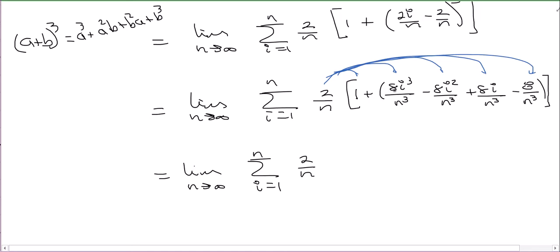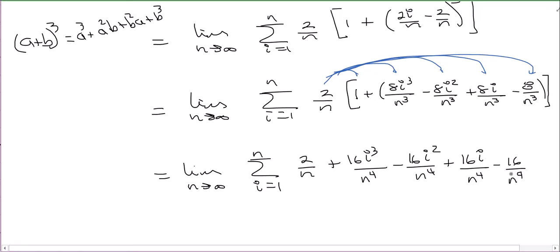So plus then 16i cubed over n times n cubed, so n to the 4th, minus 16i squared over n to the 4th, plus 16i over n to the 4th, then minus 16 over n to the 4th. And so this is now my sum.